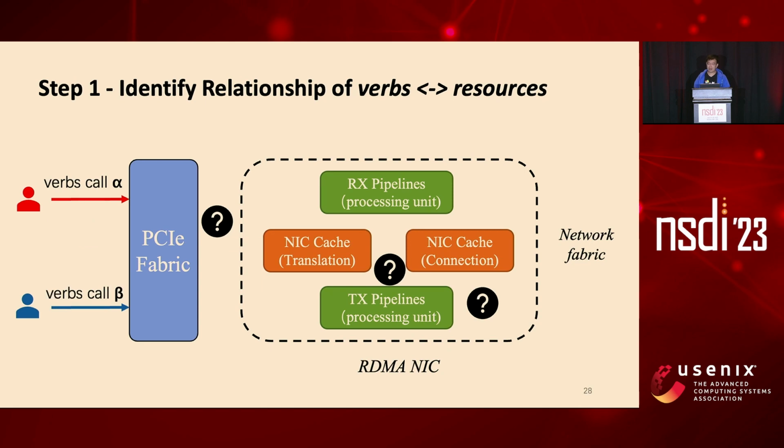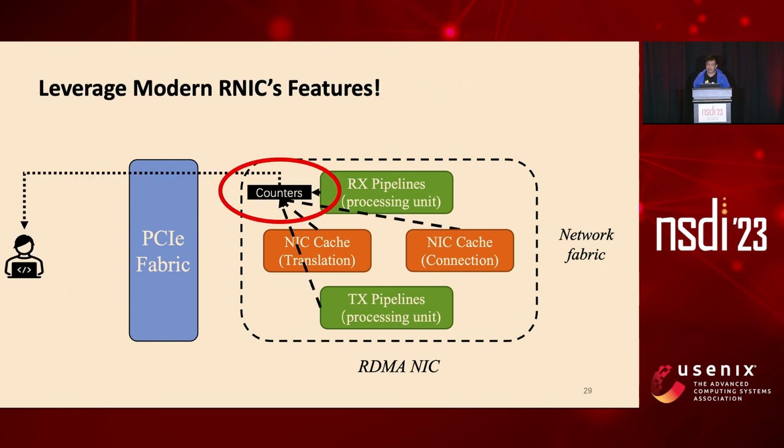Our first step is to identify what verbs are related to which type of resource contention. We achieve this by leveraging a modern RNIC feature, hardware counters. These counters provide some information about RNIC internal resource usage. They do not provide very accurate or detailed usage info, but we find these counters are already sufficient for us to extract the relationship we need.